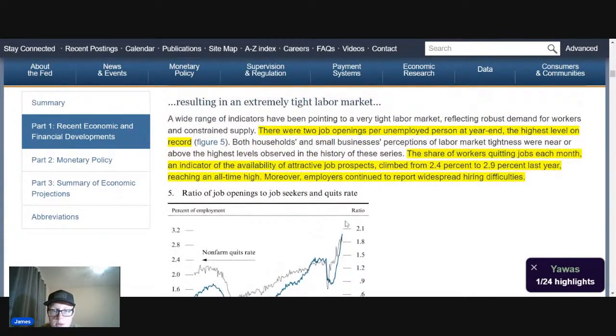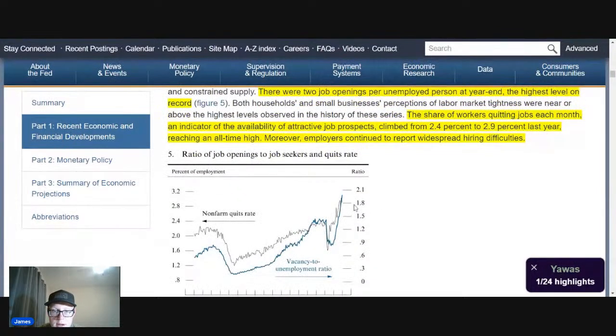So it looks like for this blue curve, we're showing that there are 2 job openings per unemployed person, which means for every person who was unemployed in the economy, there were 2 jobs they could have possibly gotten or would have had access to on average. So yeah, it was probably easy to find a job.